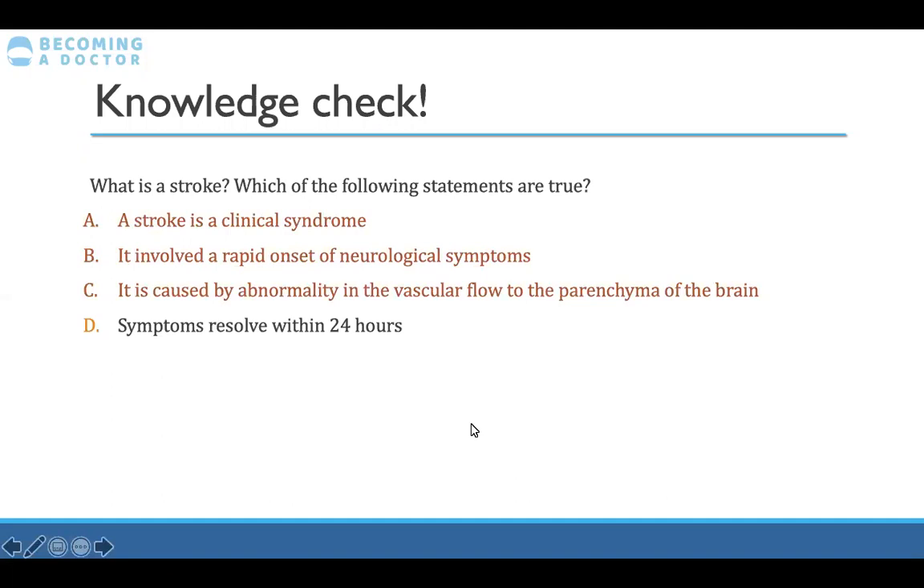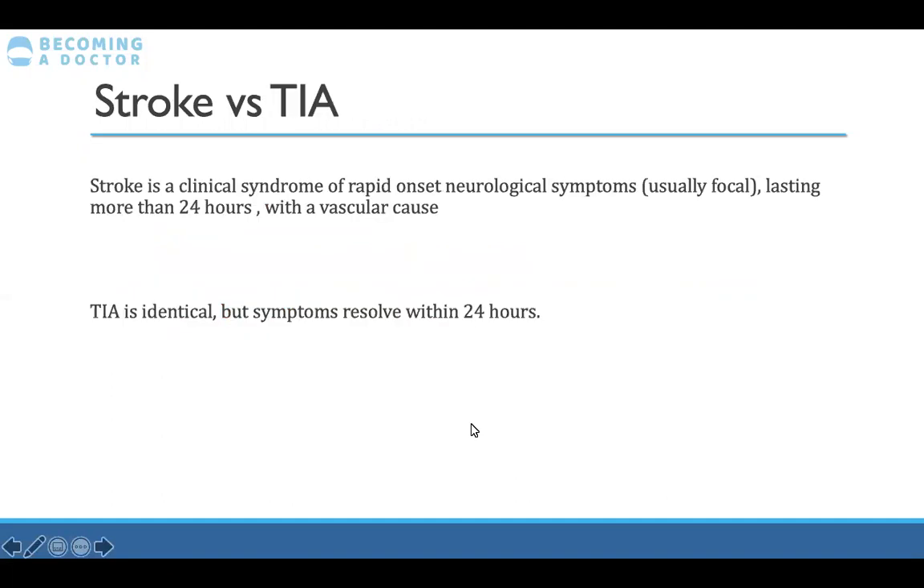They're all true. So a stroke is a clinical syndrome of rapid onset neurological symptoms, usually focal, as one of the attendees said, lasting more than 24 hours with a vascular cause. TIA is identical. It also has a vascular cause. It is also rapid onset, but it usually resolves within 24 hours completely.